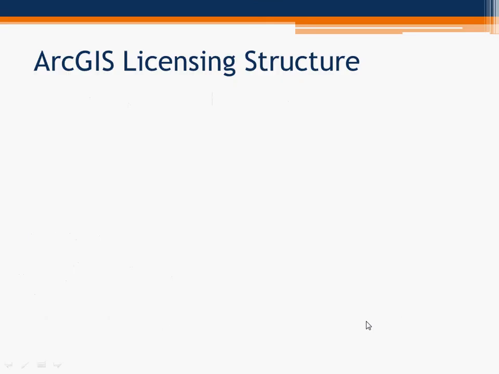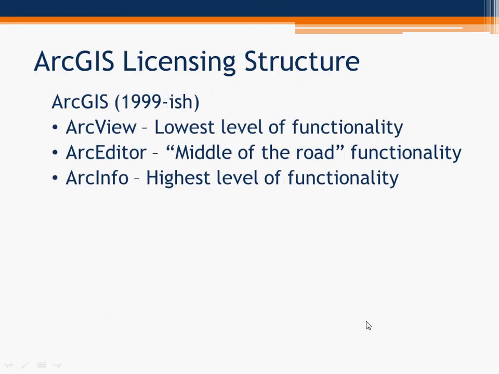when we talk about these common data formats. The ArcGIS licensing structure, what we now know as ArcGIS and what we use, was developed around 1999-2000. That's why I put 1999-ish in there. And what we now know as ArcView, ArcEditor, and ArcInfo as different license levels, and we're all running ArcInfo. It's our highest level of functionality.